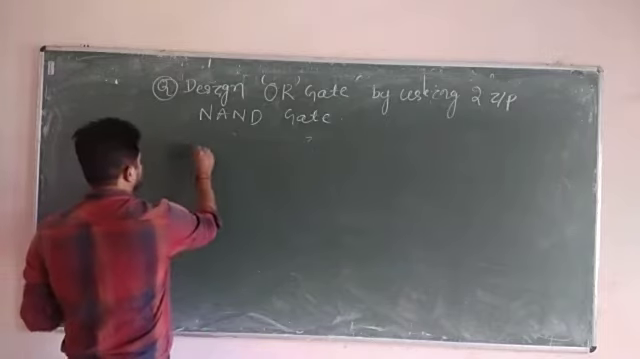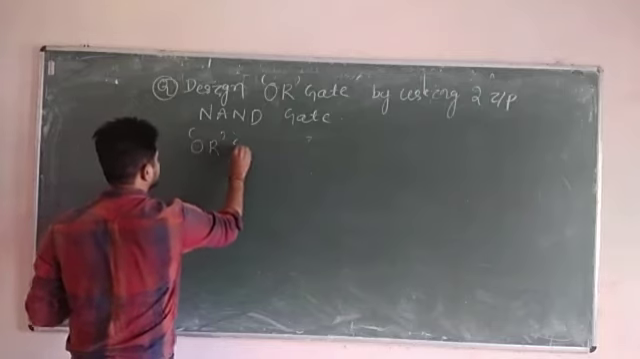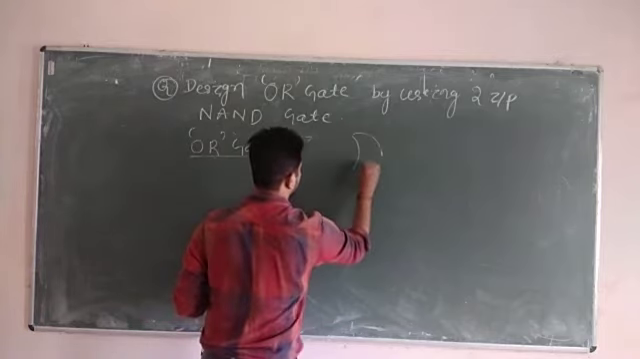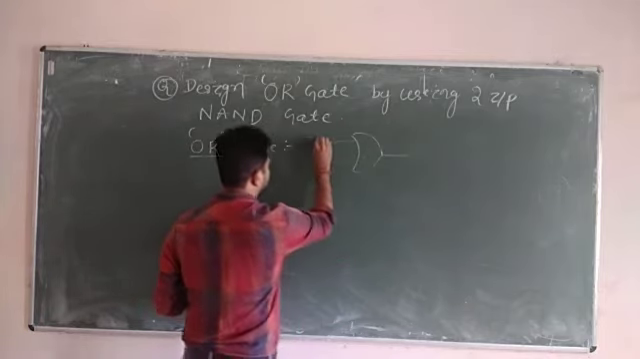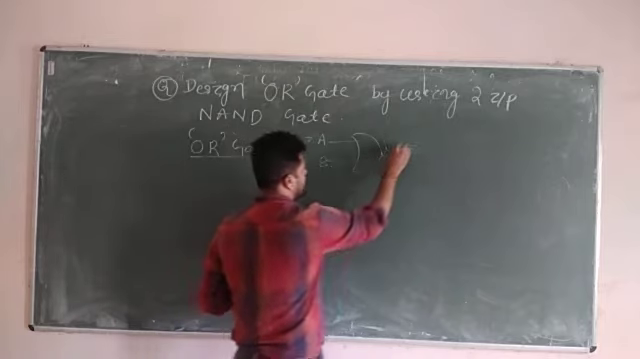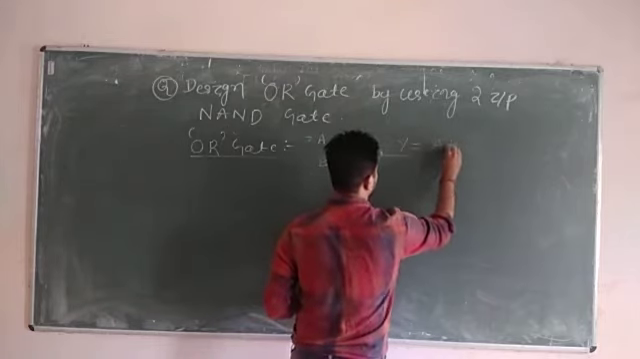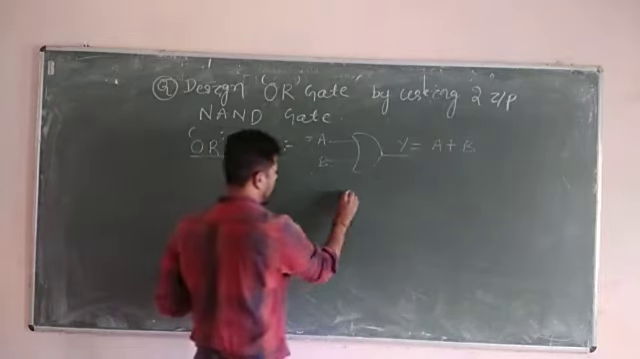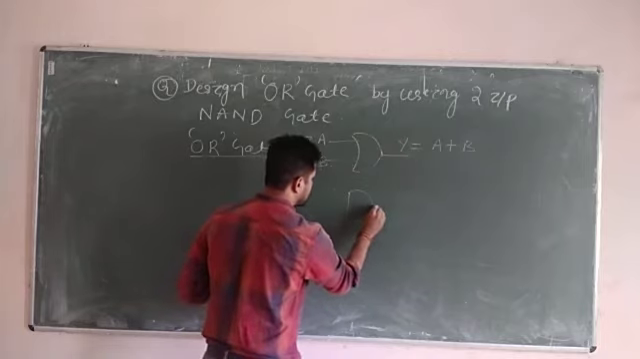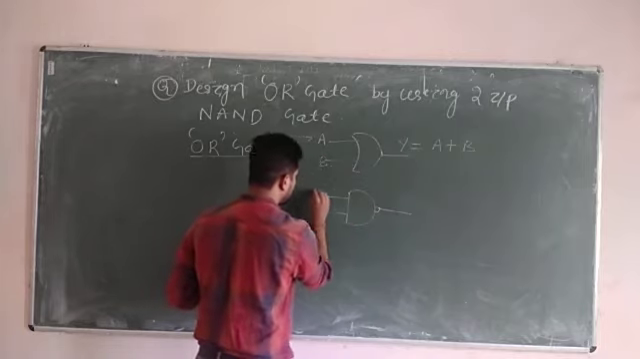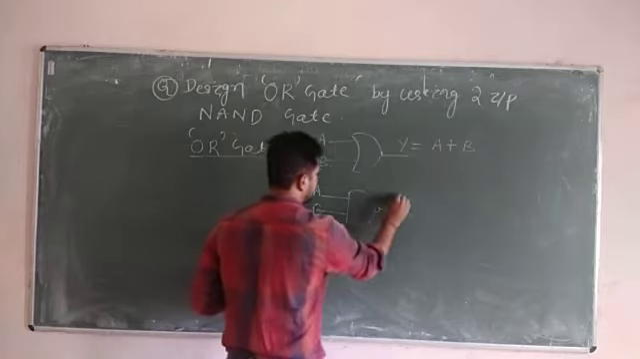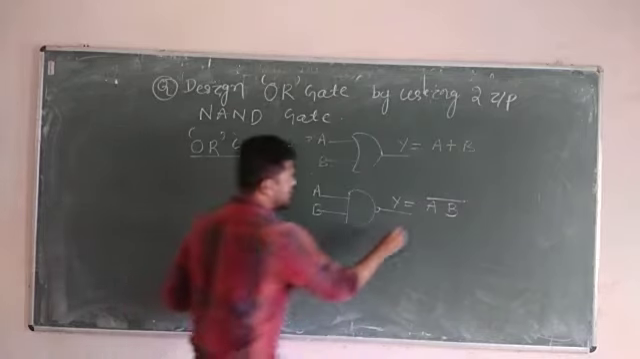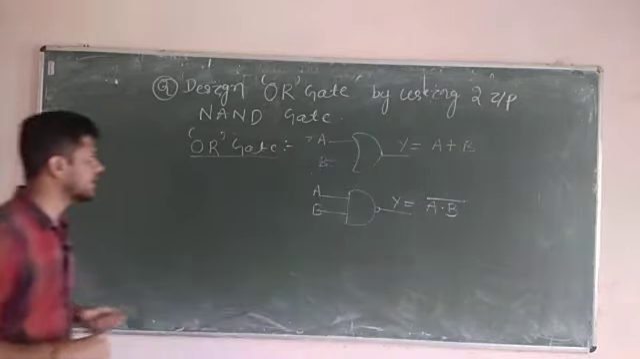So first of all, what is the expression for the OR gate? This is the symbol of the OR gate, and if you apply inputs A, B, then the expression is Y equals A plus B, A or B. And what is the expression for the NAND gate? I have already explained the symbol. NAND is the combination of AND and NOT gate. Hence A and B whole complement is the expression for the NAND gate.